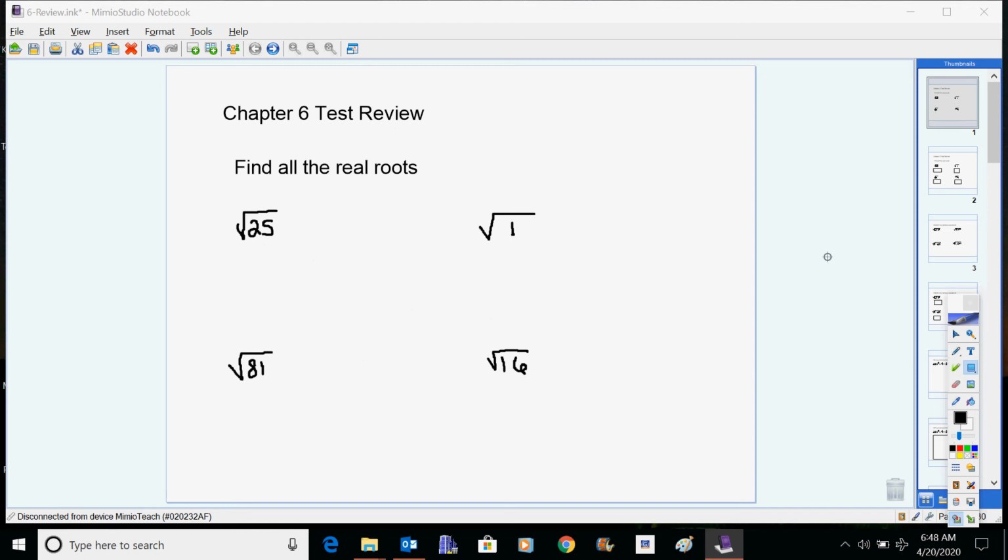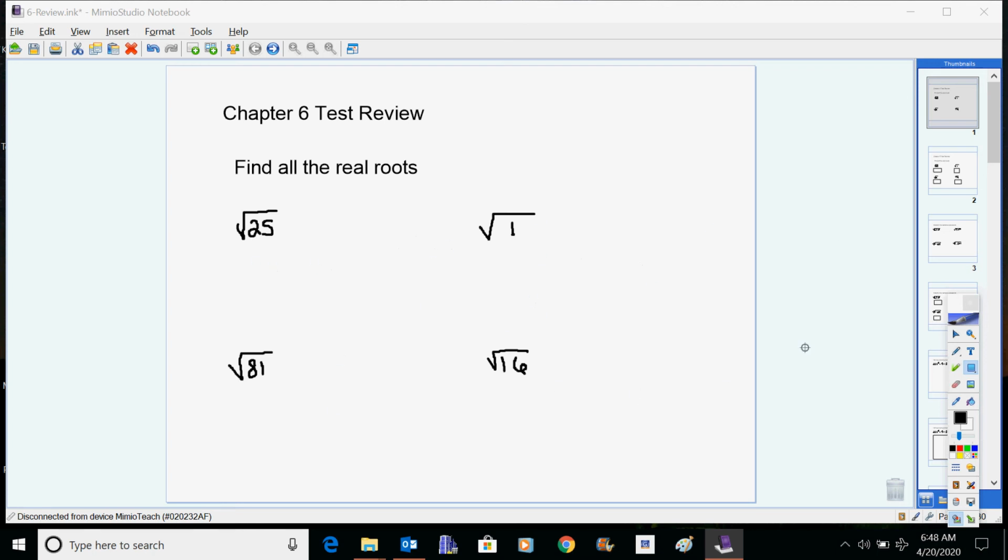All right, let's move on with this Chapter 6 test review. So, go back over this as many times as you need. As I said, this does count as the assignment, and you're going to be doing your test preparation based on this, and then you'll take your test on Wednesday. Okay? All right, so square roots.